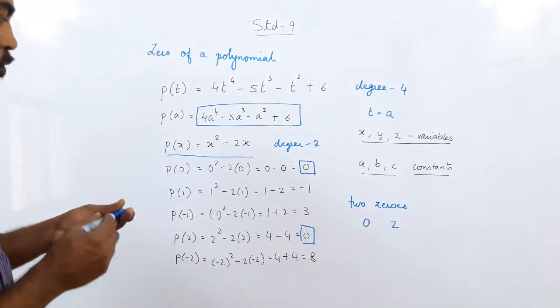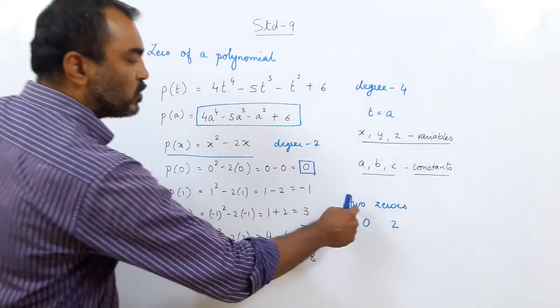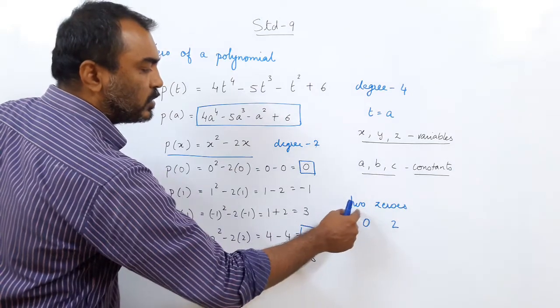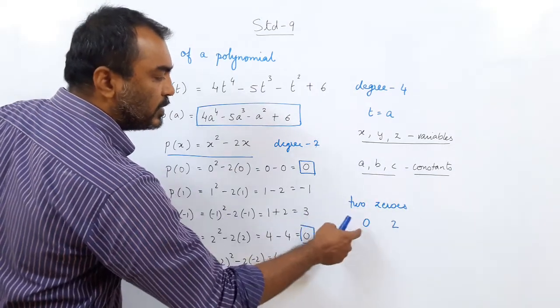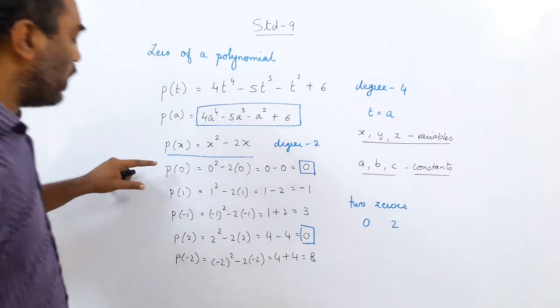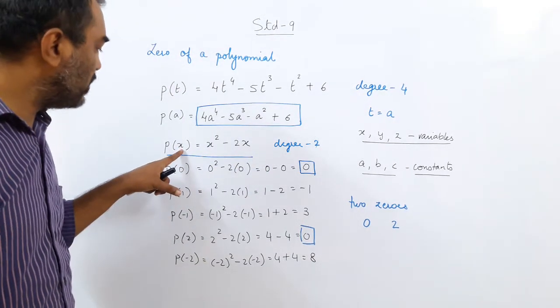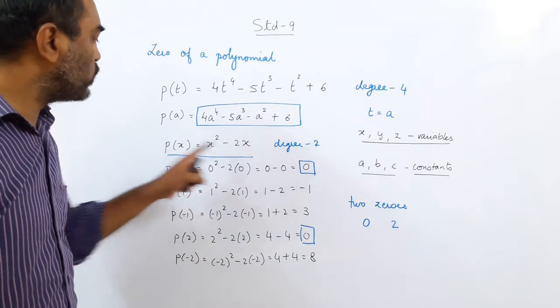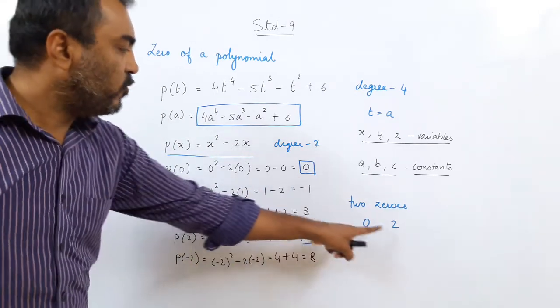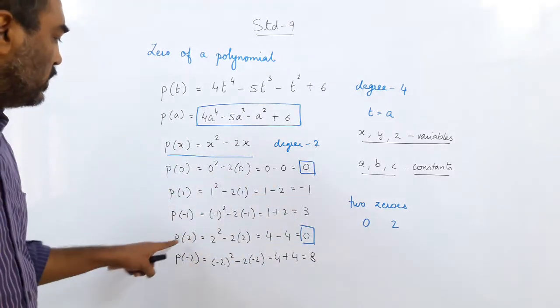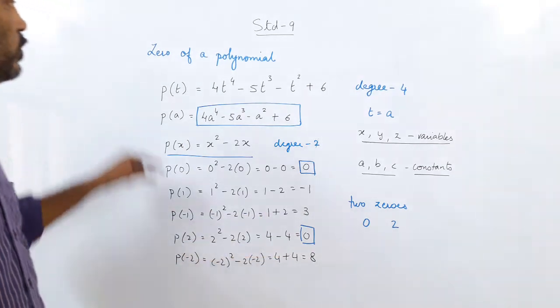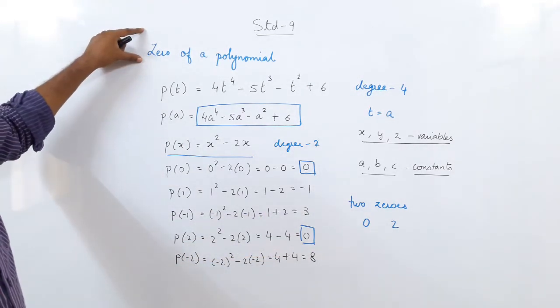What do the 0 and 2 mean? What are the 2 zeros of the polynomial? The 2 zeros of the polynomial are 0 and 2. Means when I put the value x equal to 0, the value of this polynomial becomes 0. When I put x equal to 2, the value of the polynomial becomes 0. So these are the zeros of a polynomial.